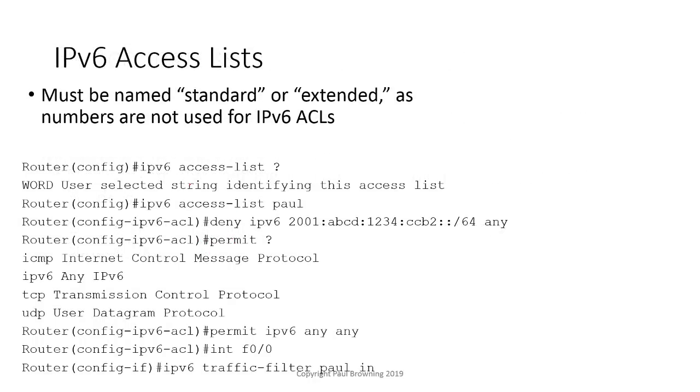Your IPv6 access list, you can't use numbered. So that's a no-no. So it can be a named, standard, or extended. The only thing is you can't use the same name as the IPv4 named.